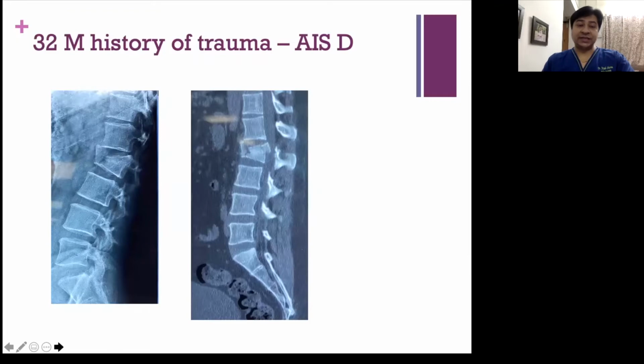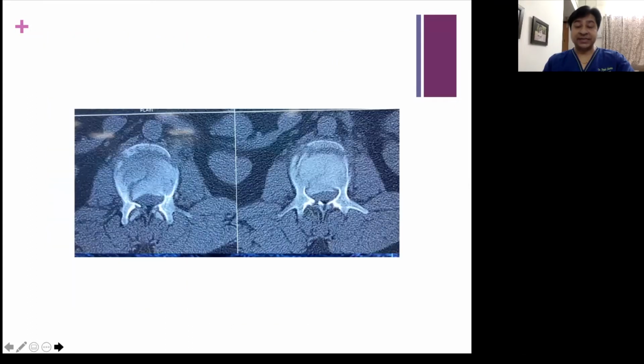So, this was a 32-year-old male who presented with a history of significant trauma, and he presented to us with neurological deficit. The neurological deficit was AIS D, and as you can see, there is a thoracolumbar fracture at L2. You can see that the body has a burst fracture with significant retropulsion at L2, and this is the CT scan, again showing canal compression.